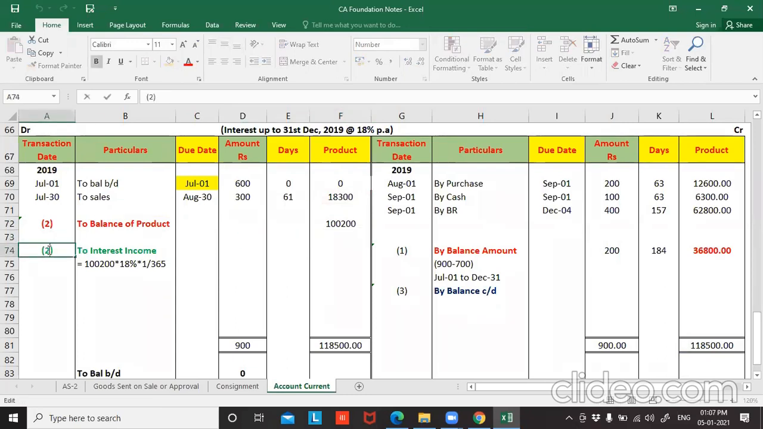On this product, I have to calculate interest on 1,00,200 into 18% into 1 by 365. I'll calculate interest for 1 day. Please tell me how much interest you're getting. 1,00,200, which is the balance of the product, into 18%, 49.41, sir, divided by 365.